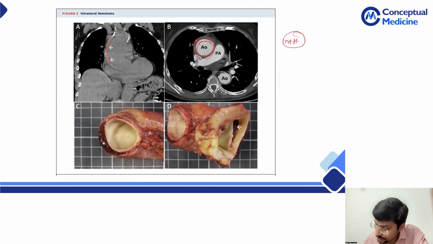Can you see? This is the aorta, and this is the lumen of the aorta, and what you see here is the clot in the vessel wall. Clot in the vessel wall. So this is IMH. This image tells you that there is a tear, a longitudinal tear in the aortic wall.